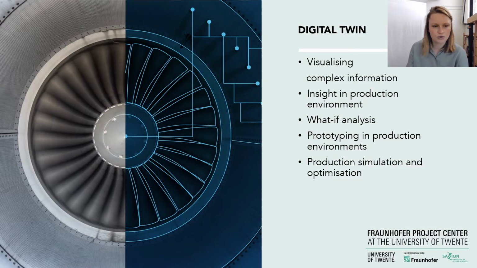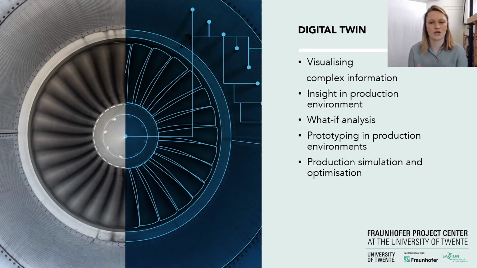So what can a digital twin actually do? A digital twin is mostly used now for visualization, and not only visualization of basic data, but mostly of complex information. Where it can be very difficult to correlate different data to each other when you look at an Excel sheet, a digital twin is able to put it in its context.